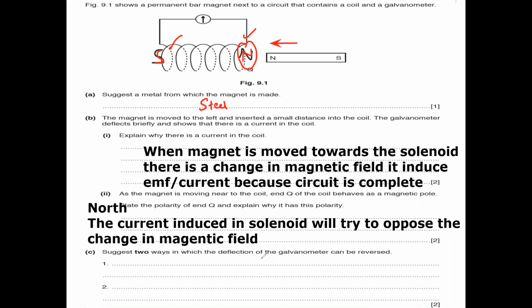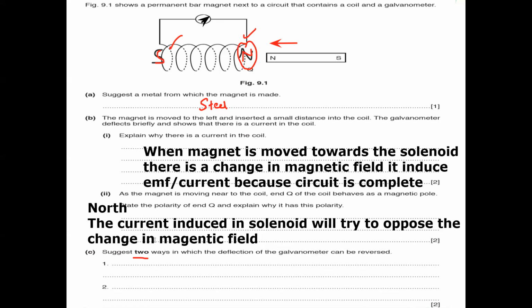Then suggest 2 ways in which the deflection of a galvanometer can be reversed. How can I change it? For example, say when I was moving the magnet towards the coil, it was deflected towards the right hand side. I want to change the direction of deflection, so I want to change the direction of induced current. So what can I do? There are 2 ways to change the direction of induced current. We already discussed in the last session. What were the 2 ways?